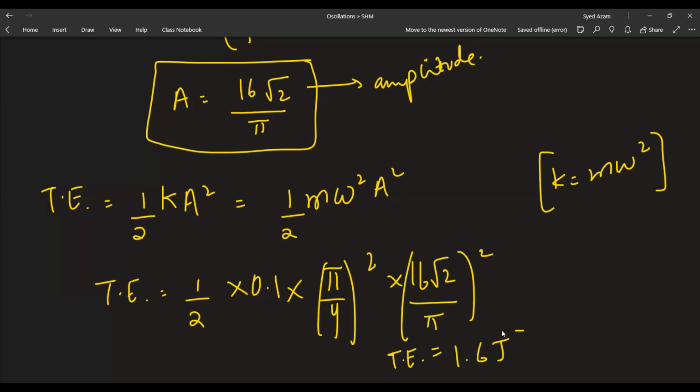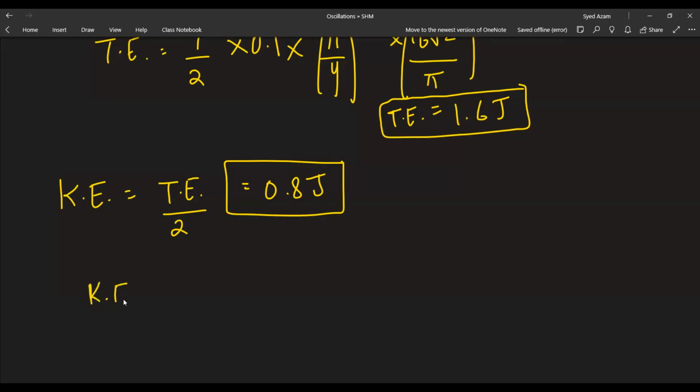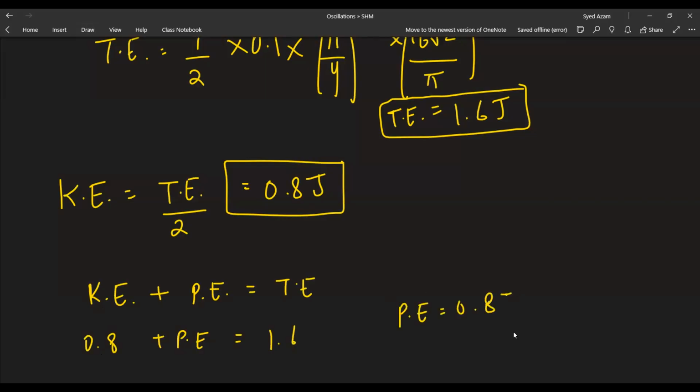Now for the rest of it, see a relation that half of the total energy. Okay, kinetic energy is half of total energy. So kinetic energy will be 0.8 joules. And when we're talking about the potential energy, see, kinetic energy plus potential energy, plus potential we don't know. This is 1.6. So potential energy will also be 0.8 joules. It's just that this becomes negative.